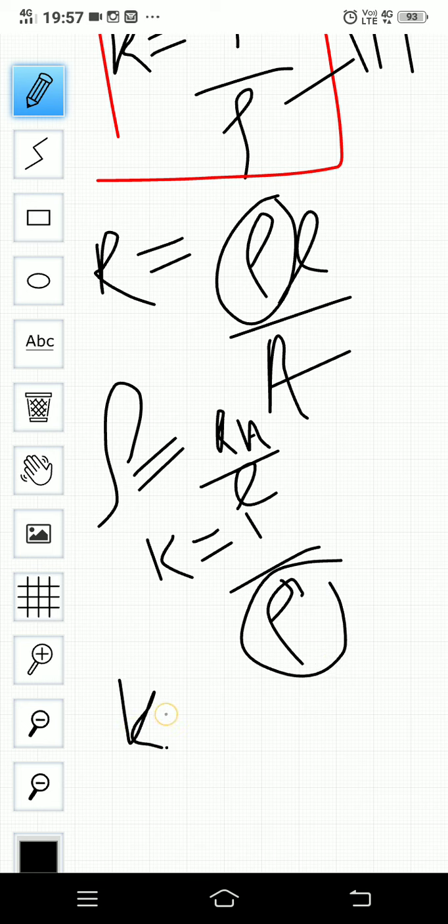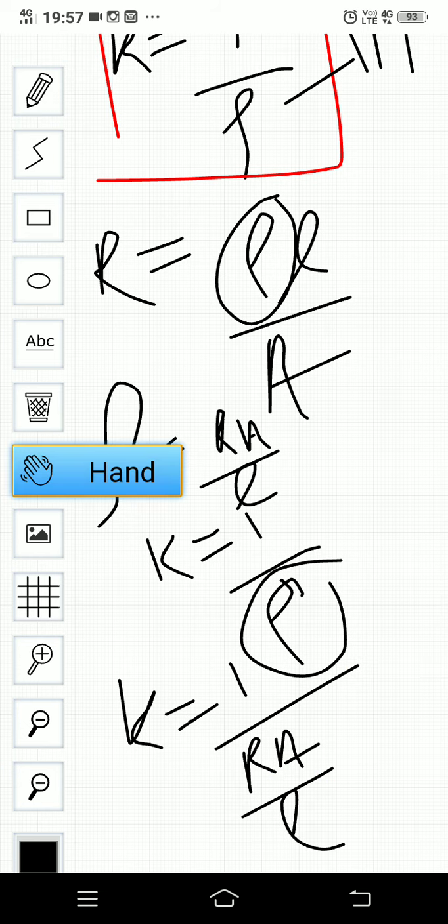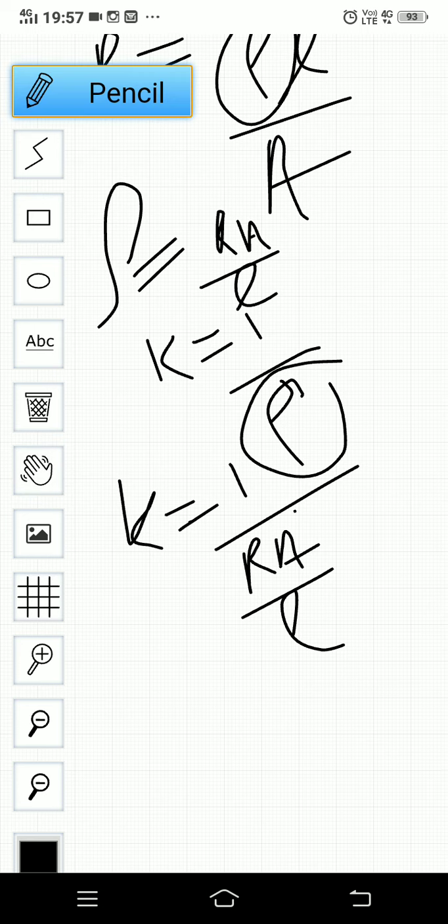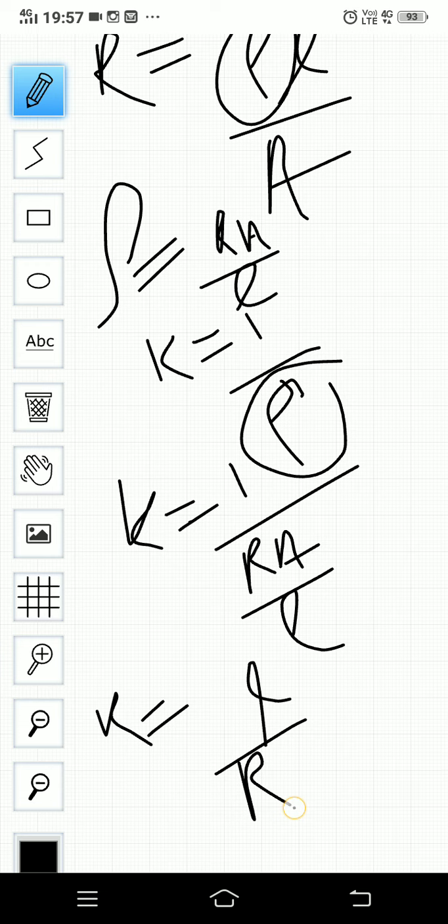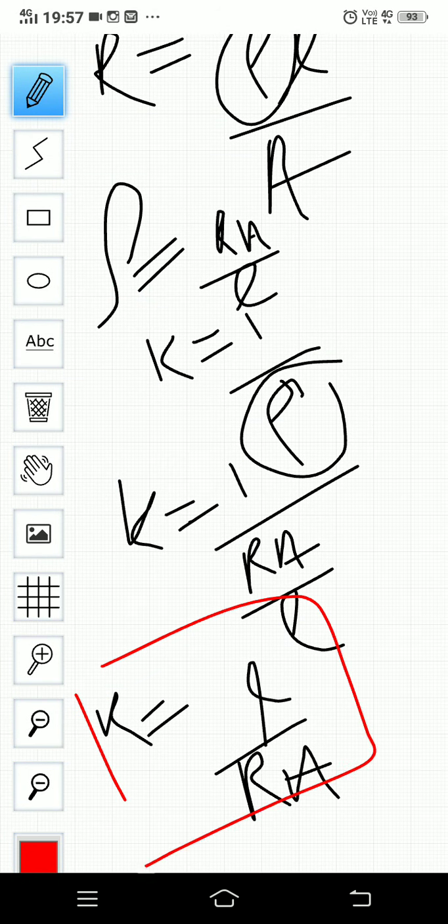So K is equal to 1 by RA by L. Here L goes up and K becomes L by RA. So this is my value of K. This is my value of specific conductance or conductivity. K is equal to L by RA.